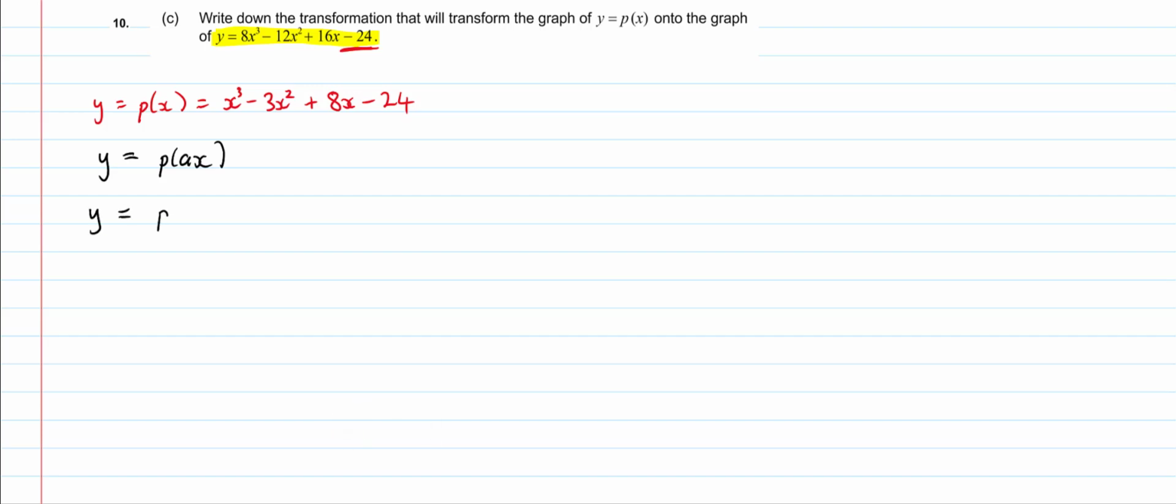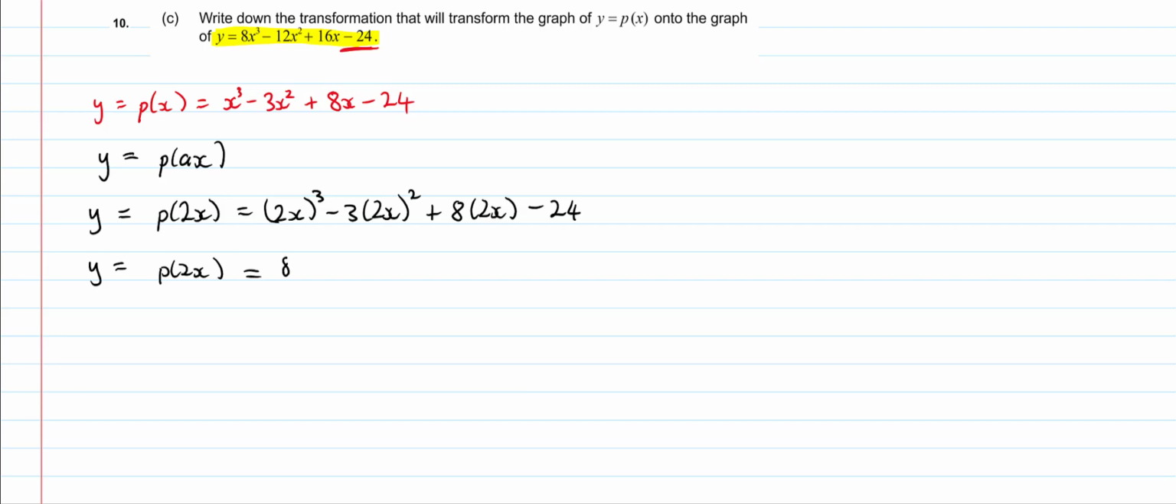So we have y equals p of 2x, that is equal to 2x all cubed minus 3 times 2x all squared plus 8 times 2x minus 24. Just expanding and simplifying that, we get y equals p of 2x, which is equal to 8x cubed minus 12x squared plus 16x minus 24.